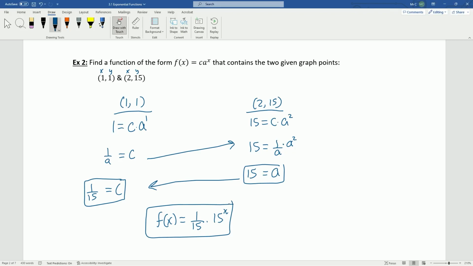Okay, so that's it, right? Just plug in your two points, you get a system of two equations, isolate one, plug it into the other equation, and that lets you solve one of your unknowns, and you plug that back into the other expression, and now you have both of your unknowns, and now we can write out our function.